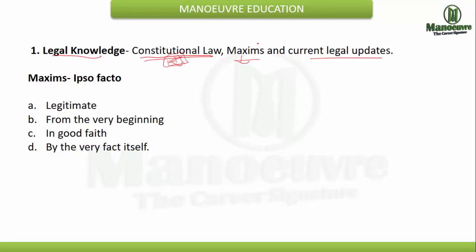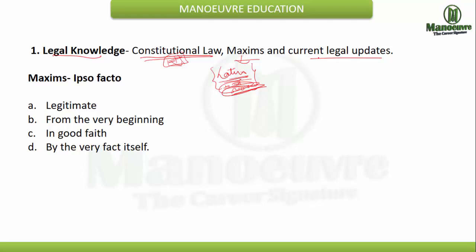Next come the maxims. Maxims are nothing but your Latin language. It is not regular English, it is Latin. And you know what guys, the problem here is that there are lots and lots of maxims, but we at Manoeuvre give you 40 to 45 maxims that you just have to study. Otherwise there are up to 500 to 600 maxims in your entire law book. So you don't have to refer to all of them, just study 40 to 45 when you are done with the topic.